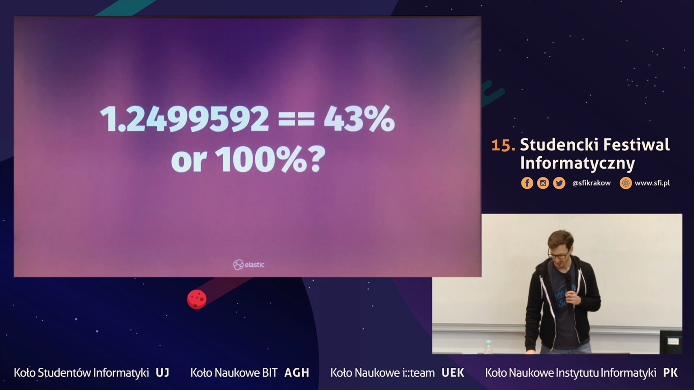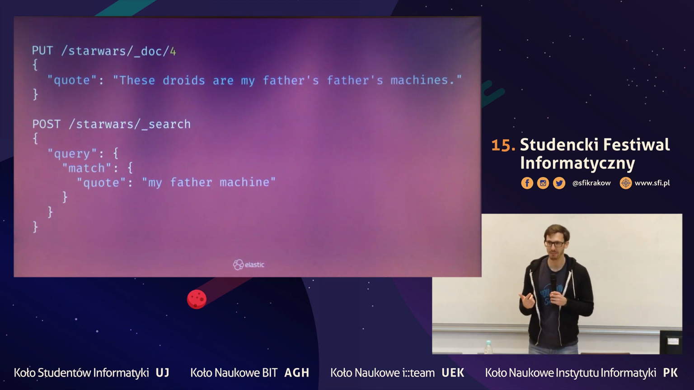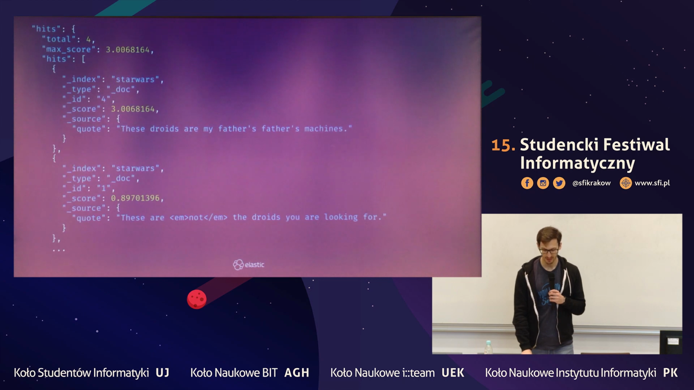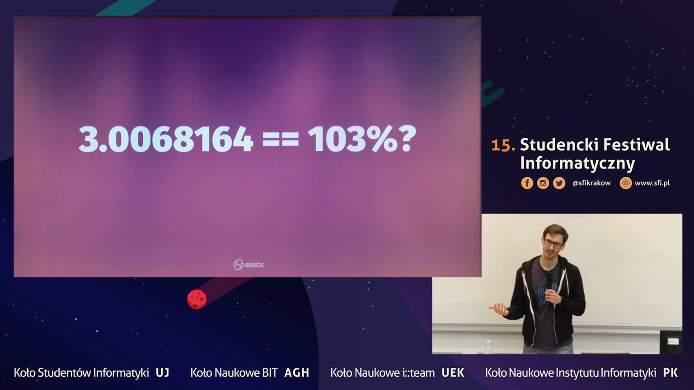And the next problem is, this is maybe a bit made up, but let's assume we get another document where we have "these droids are my father's machines." And you search for the same thing. What do you expect to happen? It will be a bit more relevant because of the term frequency, where if the document contains the term multiple times, it will be more relevant. And we have father twice, and we have droid machine, so that's there twice as well. And if you search for that, you have suddenly a 3-point-something score. Suddenly you have a 103% score.